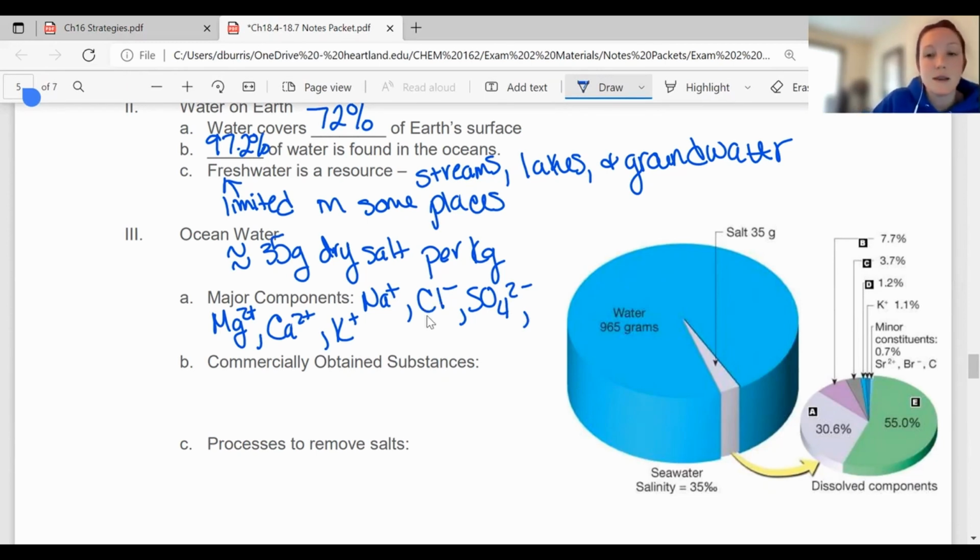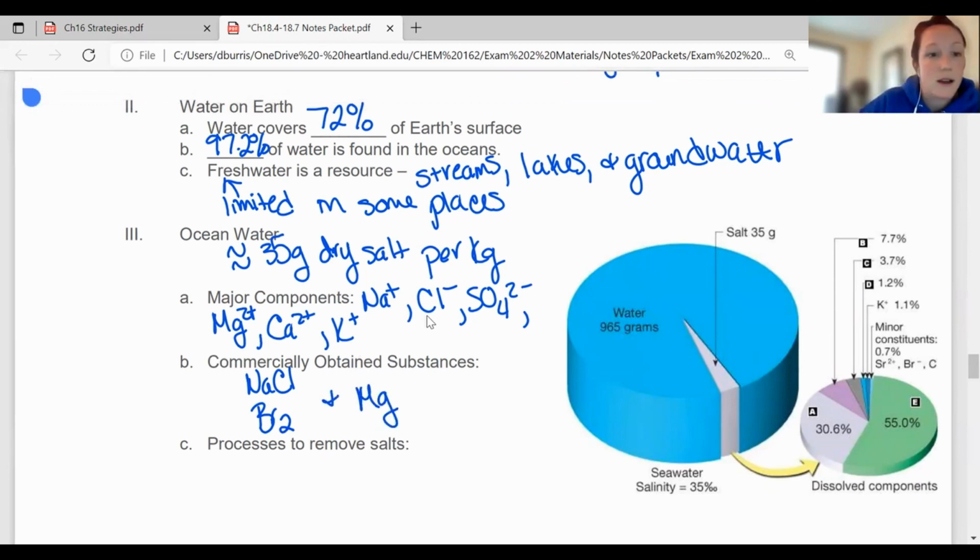The commercially obtained substances from ocean water that we generally use are, of course, regular salt. We can also get bromine from it, and then we can use the magnesium if we can get it out of the water and then reduce it.